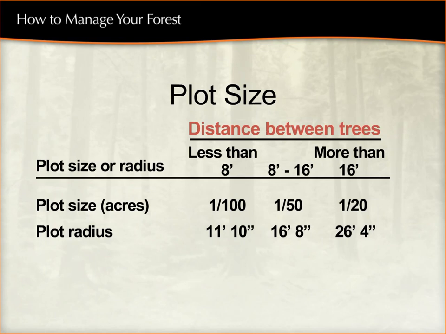Another way to decide on the plot size to use for your inventory is to base it on the average distance between your trees of interest. If trees are on average less than 8 feet apart, you might use a 100th acre plot. If they're between 8 and 16 feet apart, think about using a 50th acre plot. And if they're widely spaced, say more than 16 feet or so, maybe use a 20th acre plot. This should get you in the 5 to 8 tree per plot range.